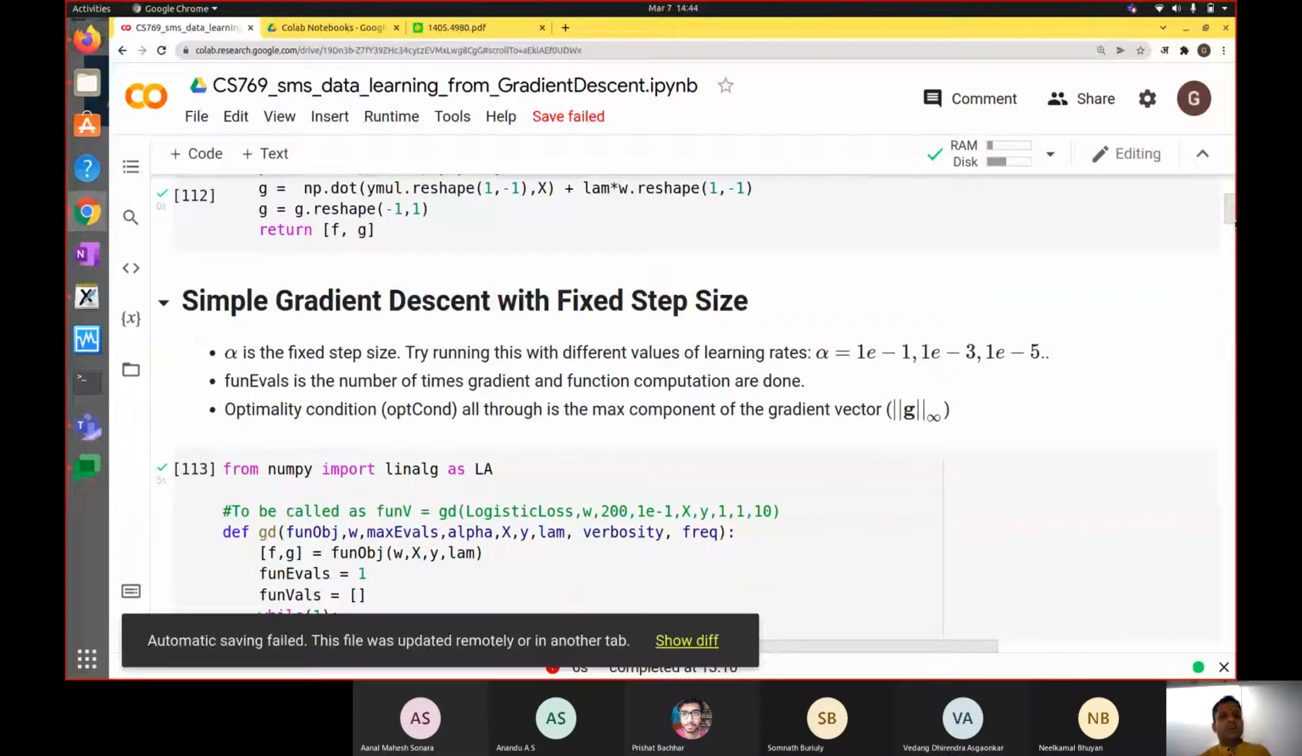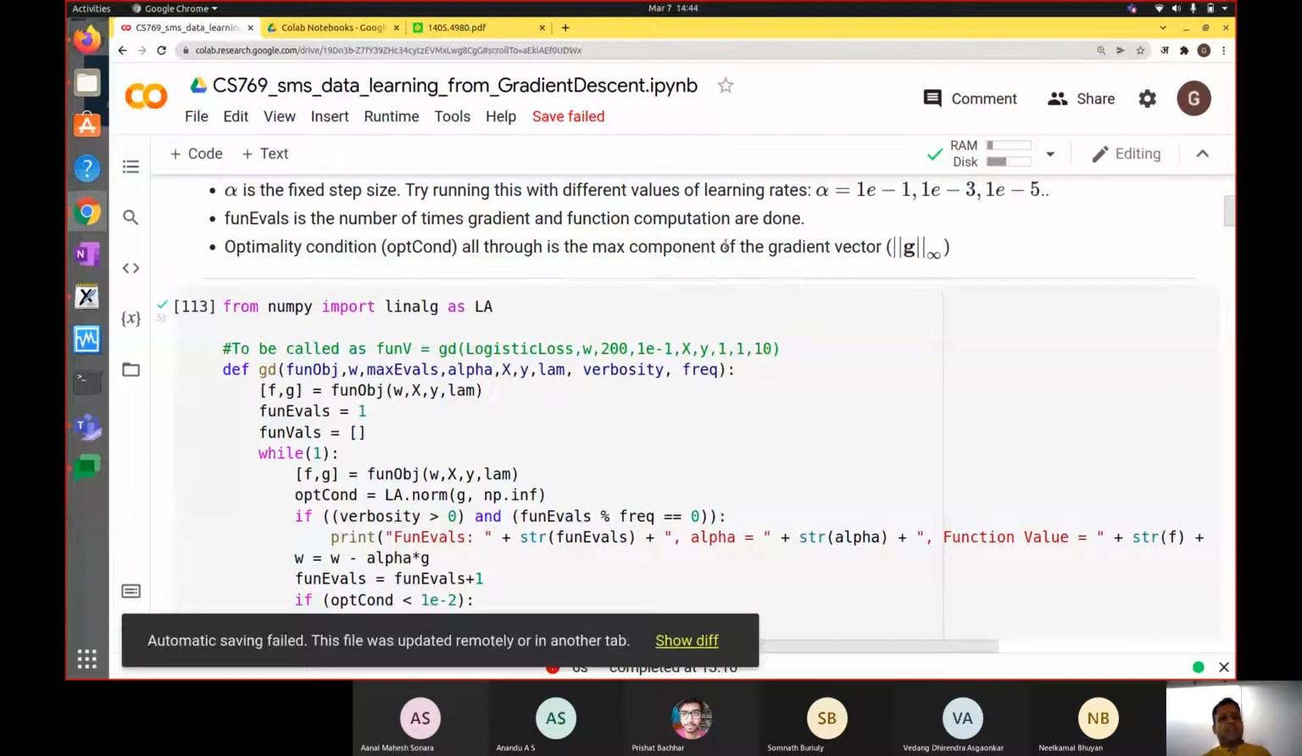And what I'm going to compute is the function evaluations, the number of times gradient and function computation are done. The optimality condition we're going to use is the max component of the gradient vector. So take the gradient vector, and you want the max component to be very small. Basically, you want the gradient to go to 0, which means you want every component to go to 0. But if the max component is significantly diverging, you're probably not close enough to 0.